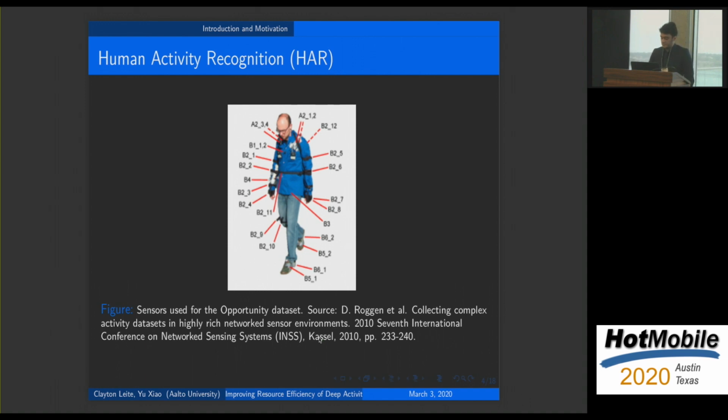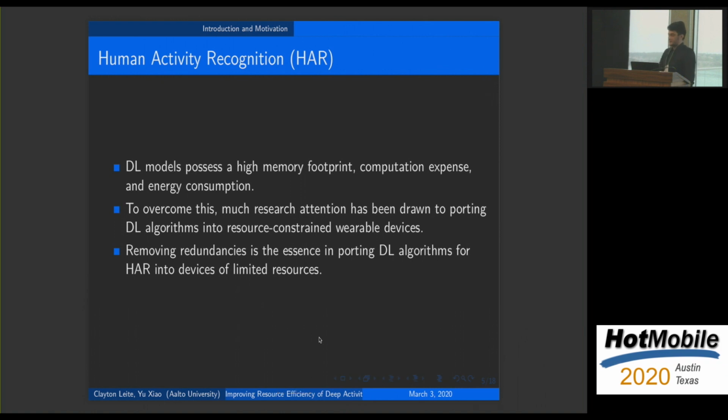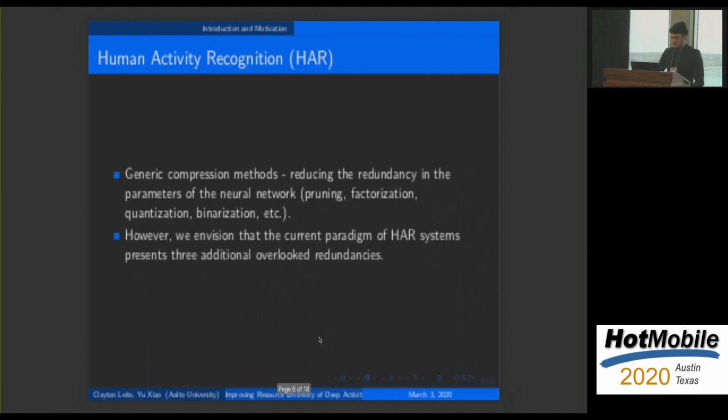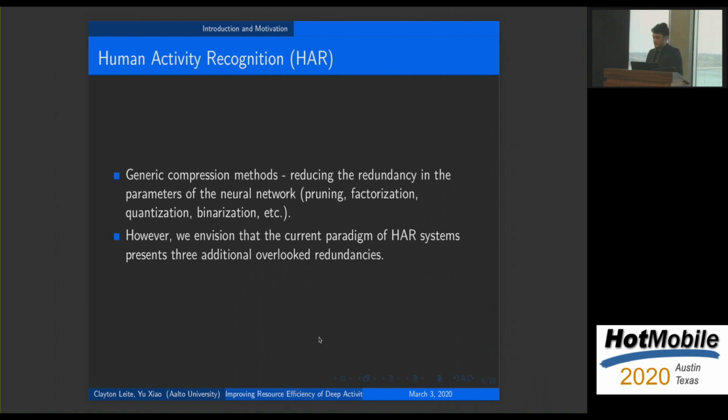So that's the good point of deep learning, but also there is a bad side. First, it consumes a lot of energy. For example, nowadays we have batteries that are not lasting long, at least in my opinion. Also, there is high memory footprint and computational expense. But there is a lot of research on how to port these deep learning algorithms into resource-constrained devices. And basically, this research is about reducing some redundancies. For example, by pruning some weights in the neural networks, by factorizing layers, quantization, or even binarizing weights.